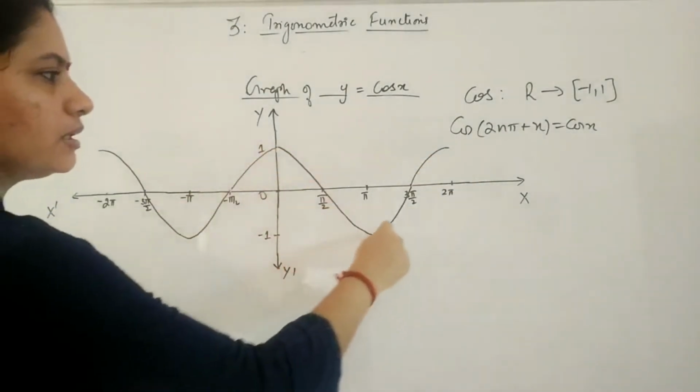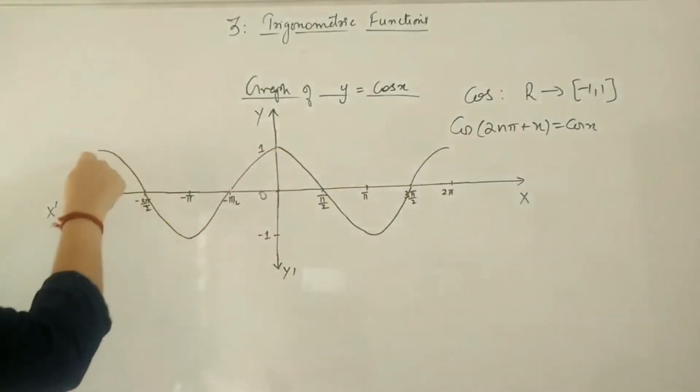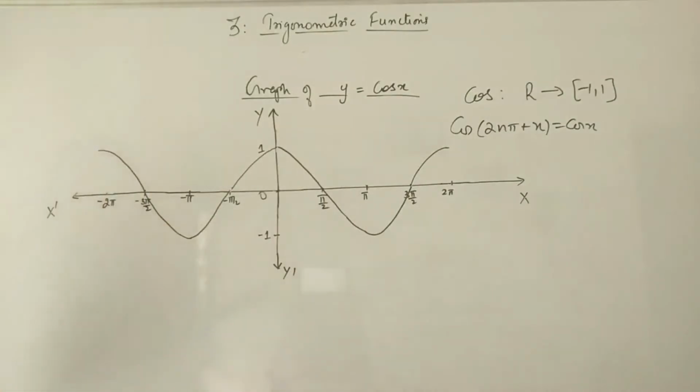Since you have this relation, you will get the repetition of the same graph. That is from here to here. If you have drawn, again it will be the same posture. Here also you can see that. Okay, clear?